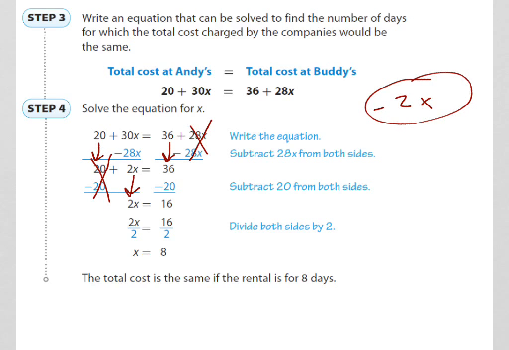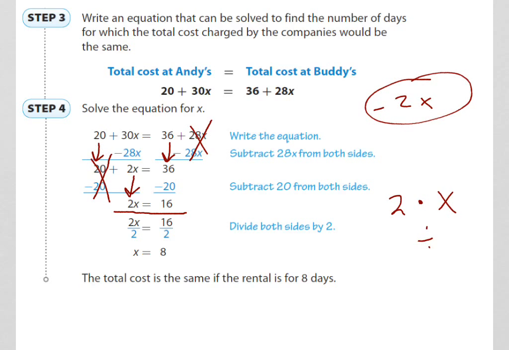So if I look at this equation that says 2x is equal to 16, I look at my 2. So this is 2 times x. What is the inverse of times? It is division.